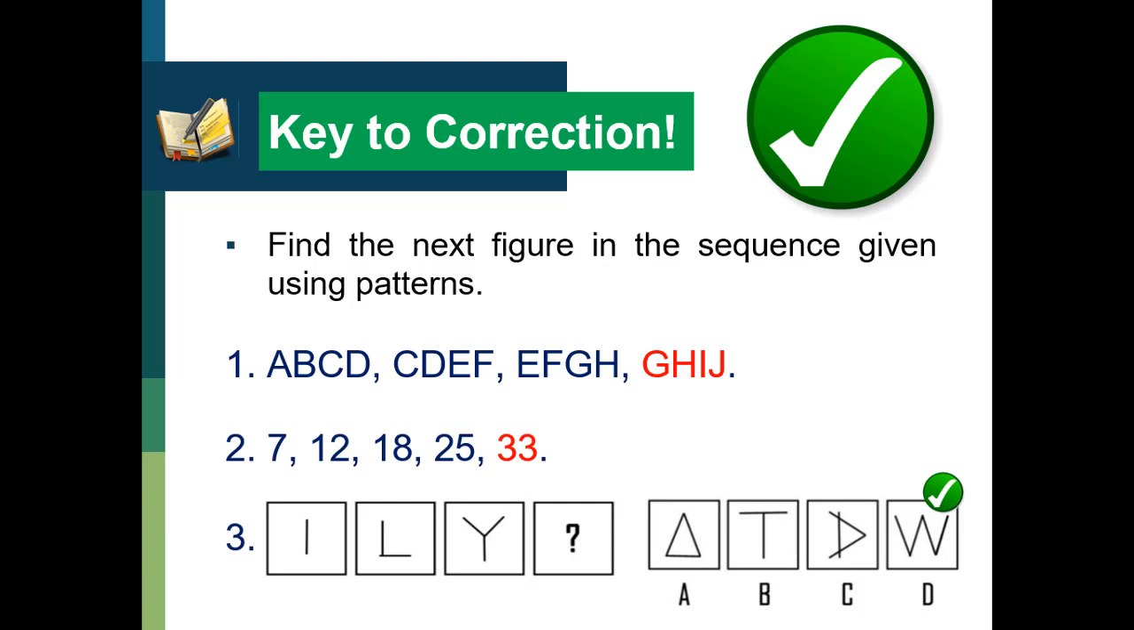In number 3, you have 1 line in the first box. You have 2 lines in the second box. You have 3 lines in the third box. And most probably, you'll be having 4 lines in the last box. So that is letter D. Did you get it now?